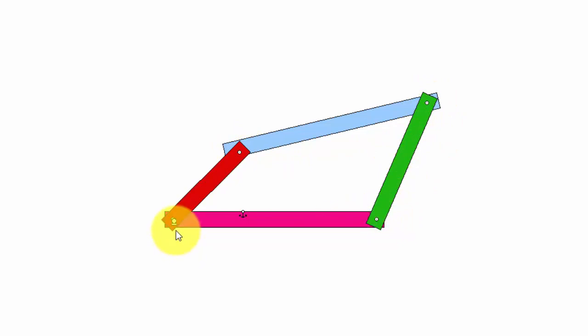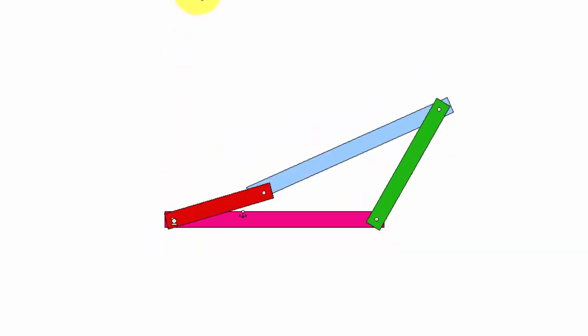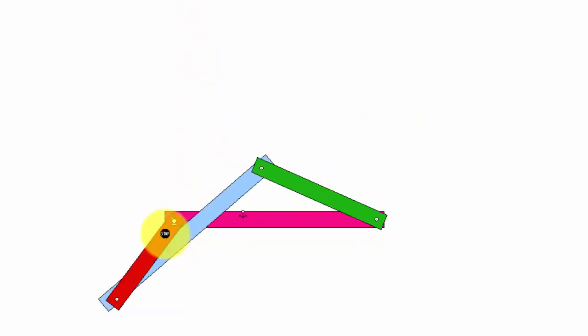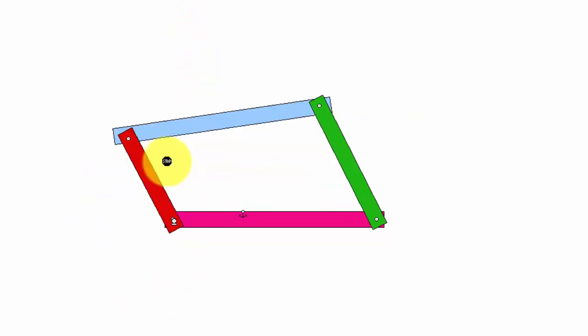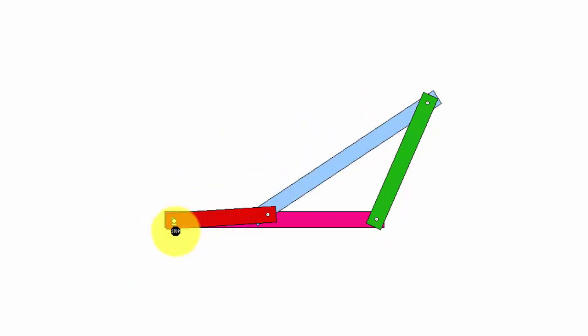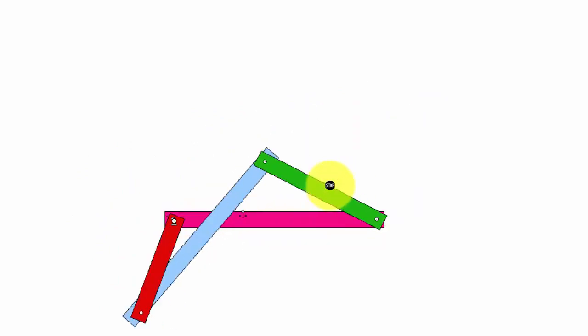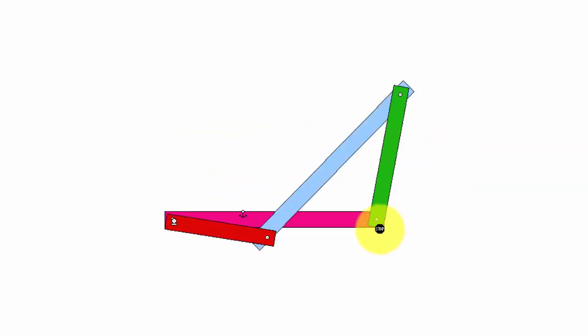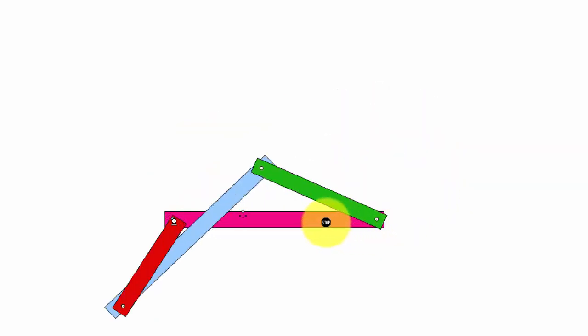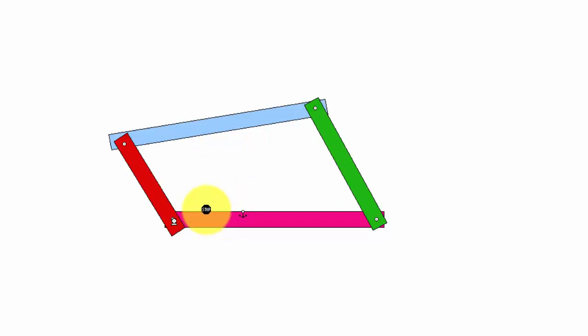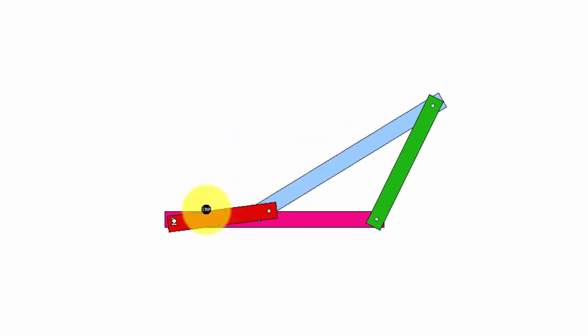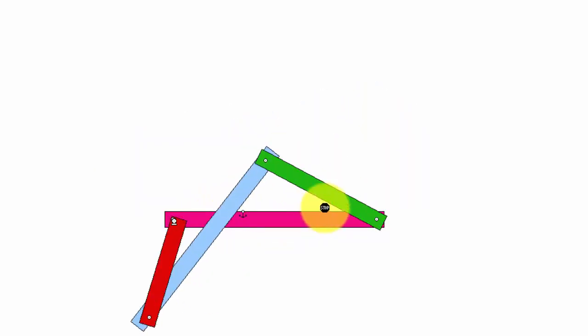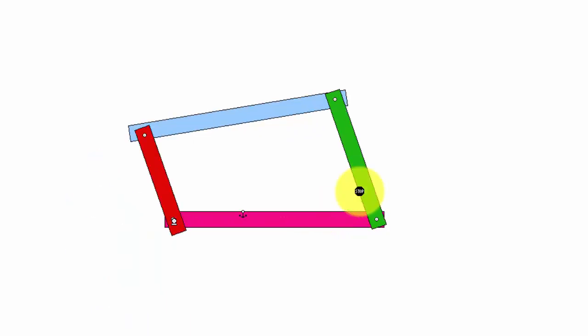Here I attached a motor. Now I am going to show you the simulation. See this simulation. When the crank rotates about a fixed point, what will happen? The rocker, that is the green color link, will oscillate about this fixed point. So this is called a 4-bar mechanism. This is how the rotary motion of the crank is converted into oscillating motion of the rocker at the output.